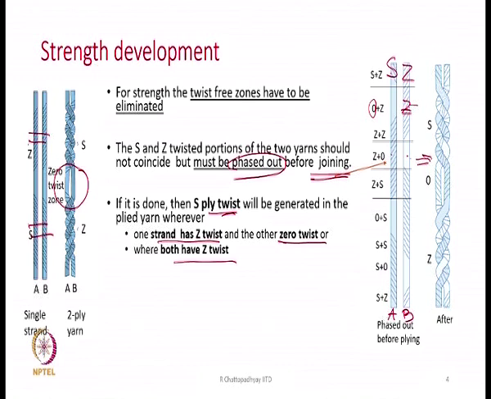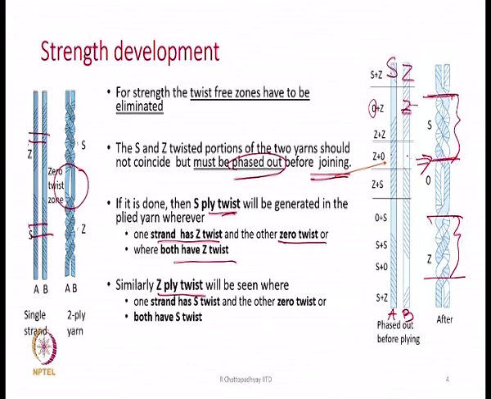If we go to this diagram and look at this portion, we have S twist from here to there, and from here to there we have Z twist. So, the Z twisted portion and S twisted portion, these are the ply twist we are talking about. Individual strand twist and ply twist are different. So, the ply twist direction S extends from here to here. Here the S ply will occur if both of them have Z twist or one of them has Z and the other one 0. Similarly, we will get Z ply twist when one strand is having S and the neighboring one is having 0 twist, or both of them have S twist.